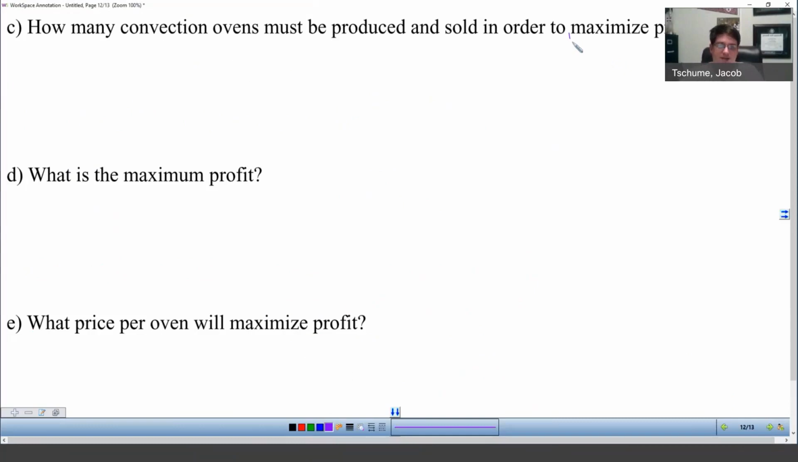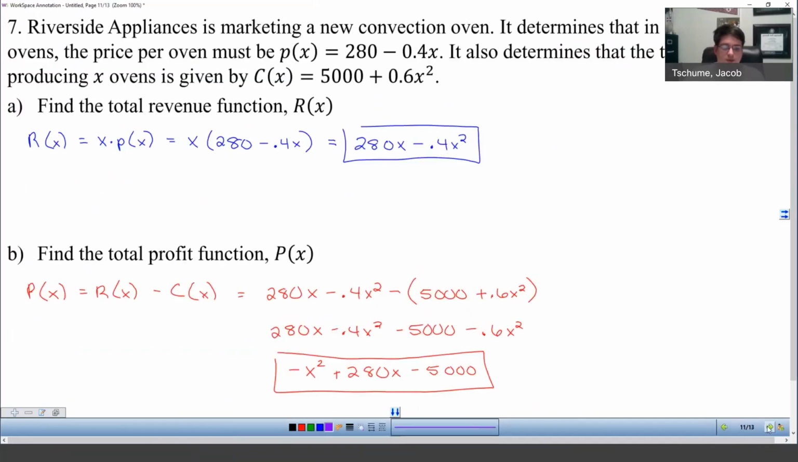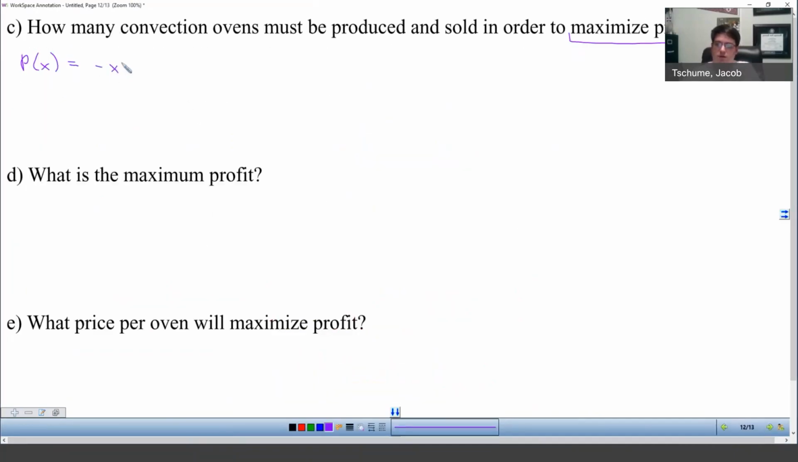Now, I need to maximize profit on part C, and find how many items I need. Well, I'm going to need the profit function from the slide we just did. So let me bounce back really quick. That is negative x squared plus 280x minus 5,000. So that was my profit function.